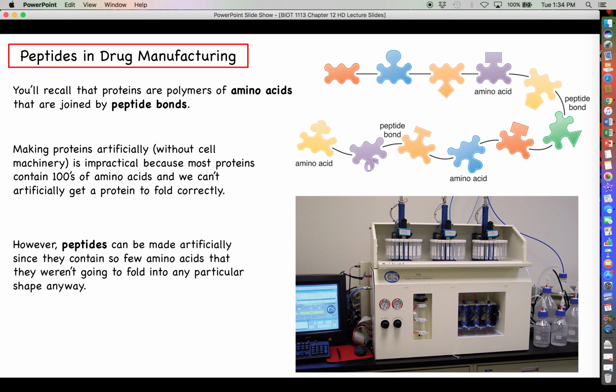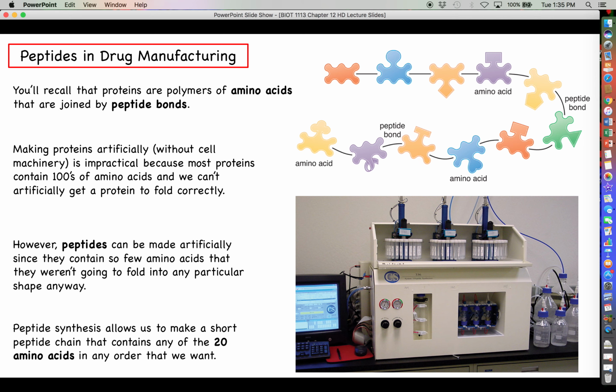But we can make peptides artificially. Peptides are not nearly as big or as long as proteins, so when we're talking about making a peptide, we're really talking about maybe dozens, or maybe 20 or 30 different amino acids. That's not that big a deal because a peptide really doesn't contain enough amino acids to need to fold into any particular three-dimensional shape anyway. So peptide synthesis allows us to make a short peptide chain that contains any of those 20 amino acids in any order that we want.